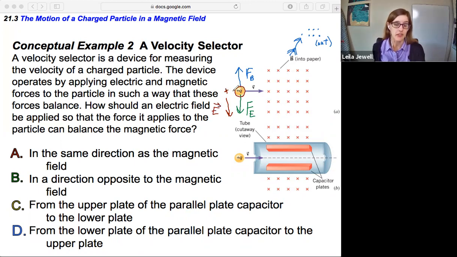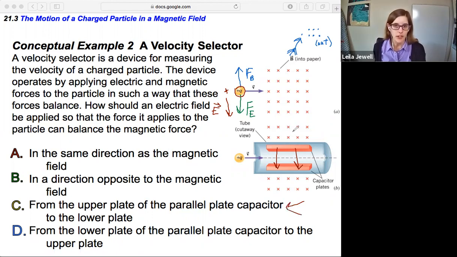If this was a negative charge, then to get a downward electric force, we'd have to set up an upward electric field. That feels a little backward. That's an important thing to understand and wrestle with. So that means we need an electric field going from the upper plate down to the lower plate. That's described here in C.